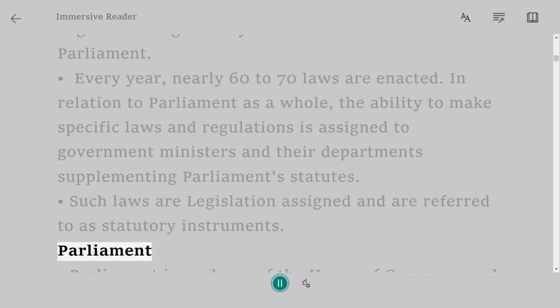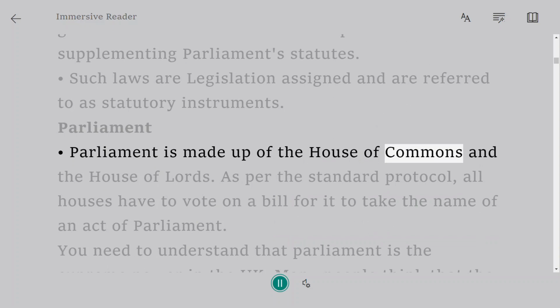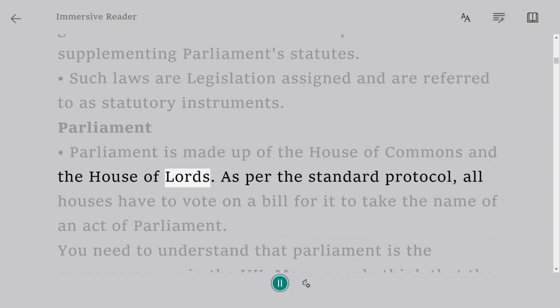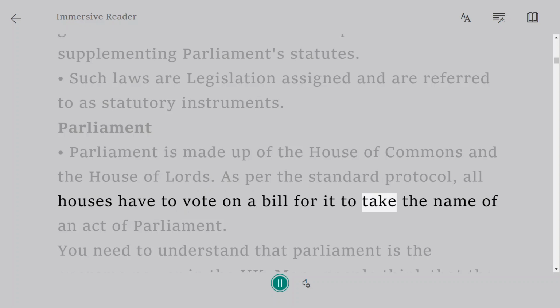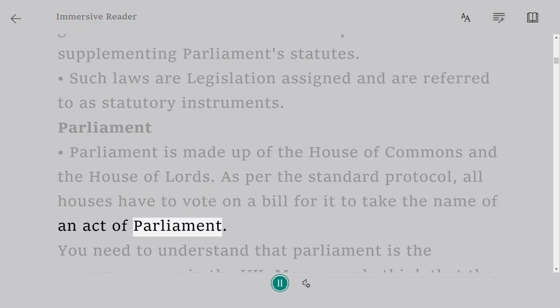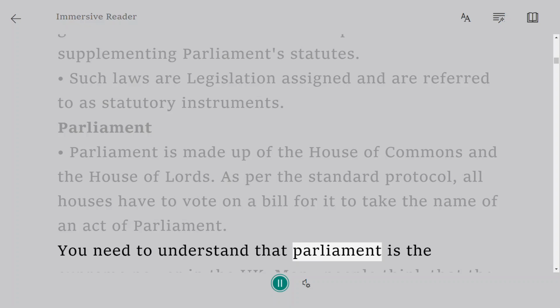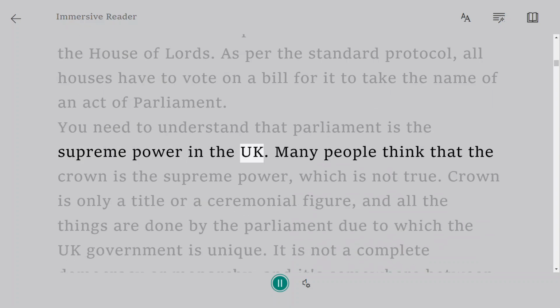Parliament. Parliament is made up of the House of Commons and the House of Lords. As per the standard protocol, both houses have to vote on a bill for it to take the name of an Act of Parliament. You need to understand that Parliament is the supreme power in the UK.